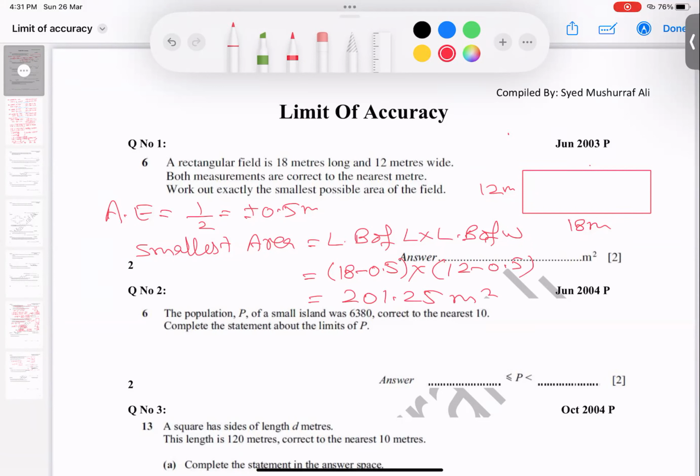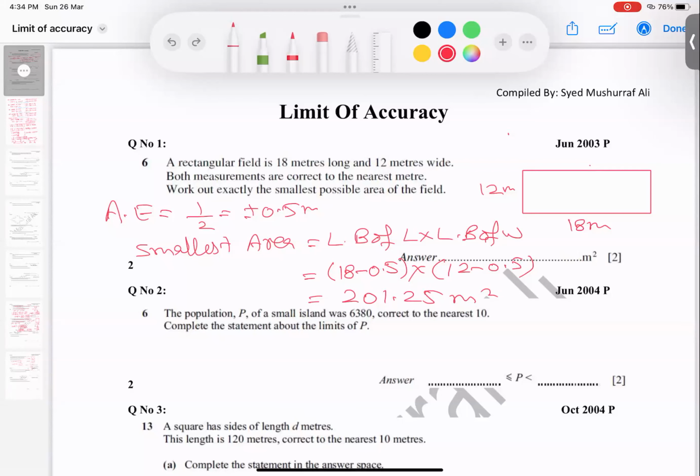I believe you got the point very clearly, how I got the absolute error and how I got the answer. So I give you one question, which is below. This is a population, given in millions. It's a simple question, correct to 10. So 10 means divided by 2, then add and subtract. Please go ahead and solve question number 2. I'm waiting for your solution.